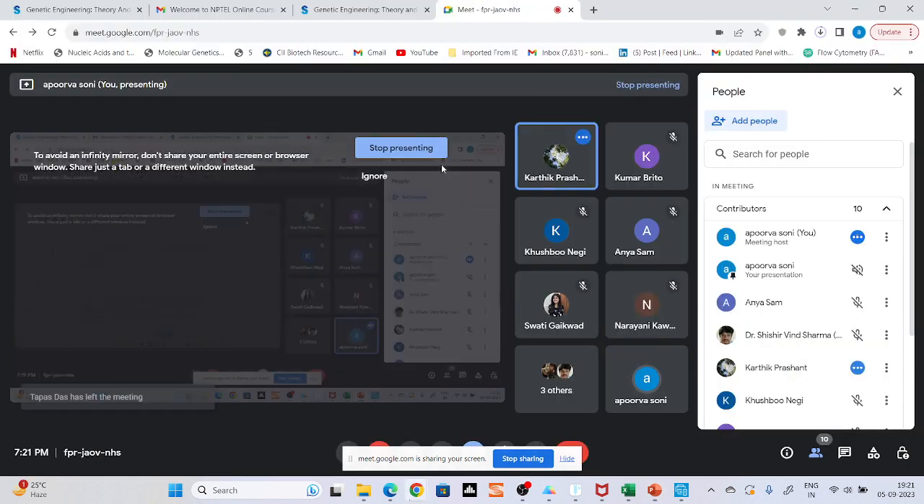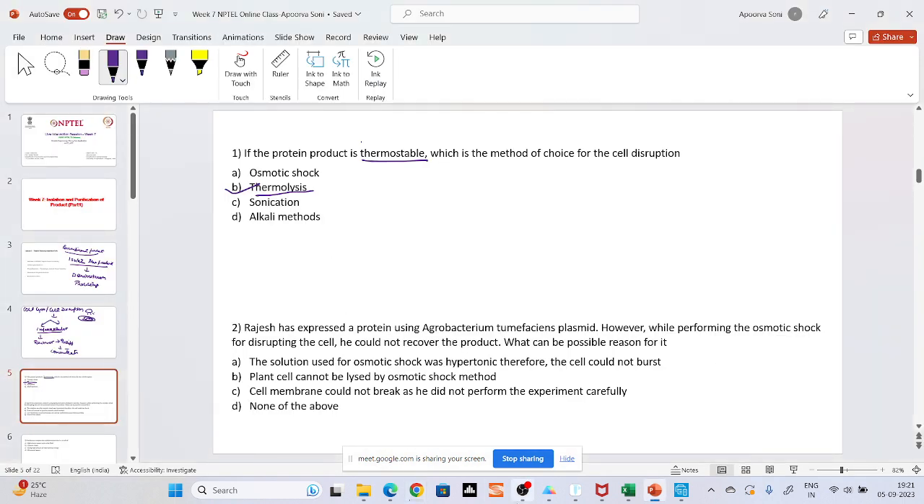Option B. Yes, option B is plant cell cannot be lysed, so option B is the correct answer. Why? We have studied in the lecture that the osmotic shock method is better when you have a cell membrane. The cell wall is very hard and thick, so the osmotic shock method is not the method of choice when you have to use a plant cell.